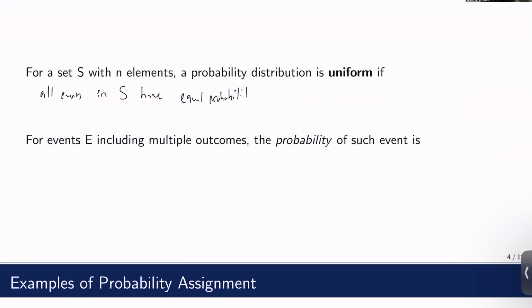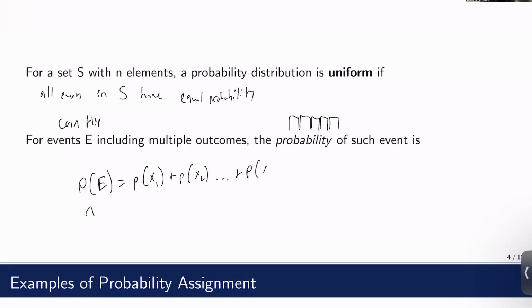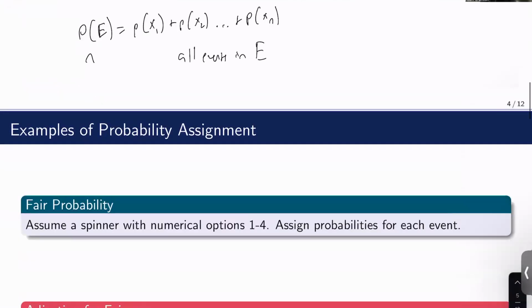An example of this is a coin flip, where heads and tails have equal probabilities. On a graph, it kind of looks like this bar notation. For events E, the probability of event E, if event E includes, say, n outcomes, is going to be the little probability of event x1 plus the little probability of x2, all the way up to the little probability of xn, all events in E. Let's move on to some examples here.